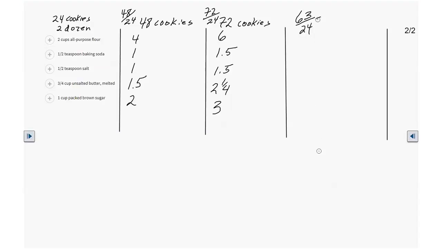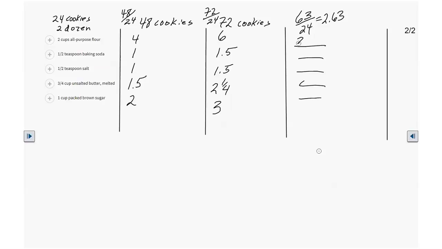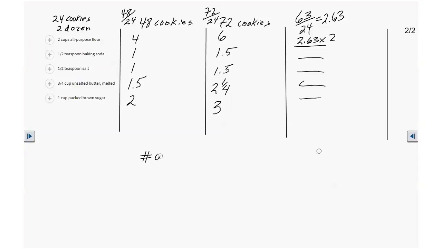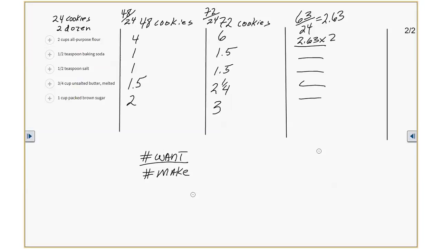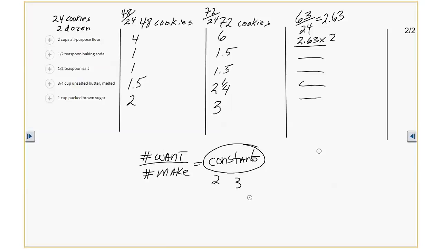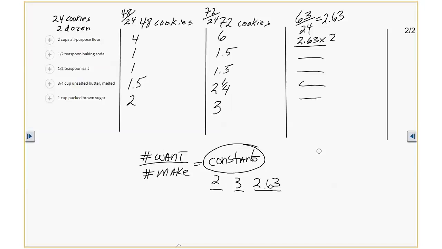And then you multiply that number times your ingredients, right? So somebody take your calculator, and let's just do this. 63 divided by 24 is what? 2.63. And you're going to multiply that by all of it. And you get 2.63 times 2. Okay? And 2.63 times 0.5. And so on. So everybody can pretty much agree that you take the number that you want and divide by the number that the recipe makes, and that gives you some constant. What do you do with that constant? The 2, the 3, and the 2.63. What do you do with those constants? You multiply by the ingredients, right? I agree with that?